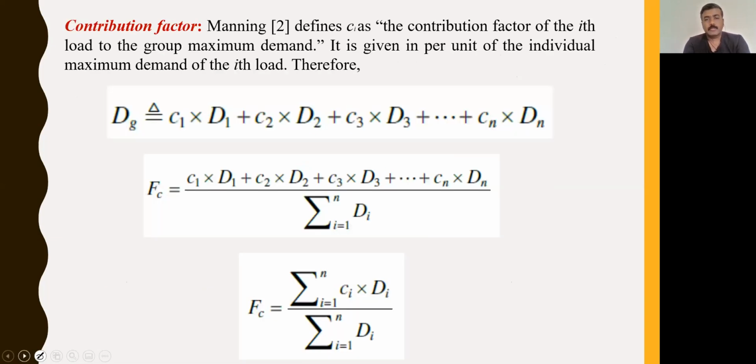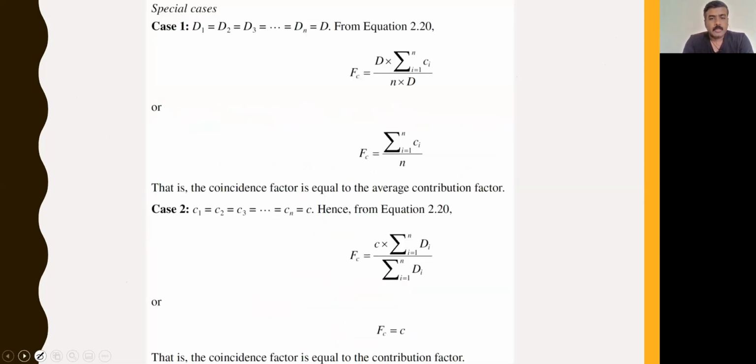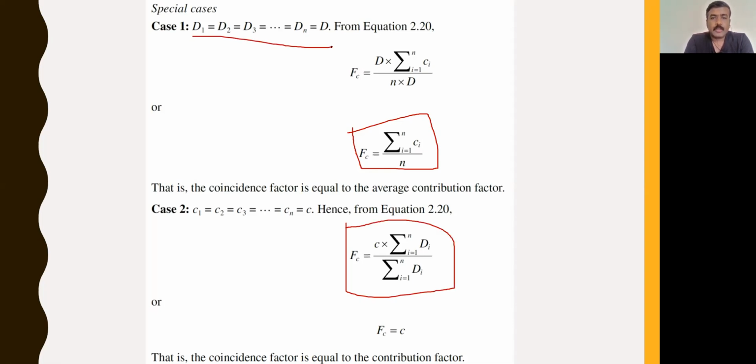And contribution factor may be defined as the contribution of the ith load to the group maximum demand. The sum of these can be considered here, F_C is equal to the final expression. There are two cases we can consider here. If all the individual demand loads are equal to D, then this expression comes to this value. And if all the coincidence factors are equal, then we will get this expression.